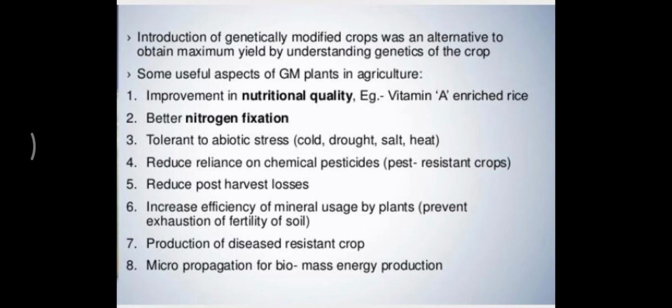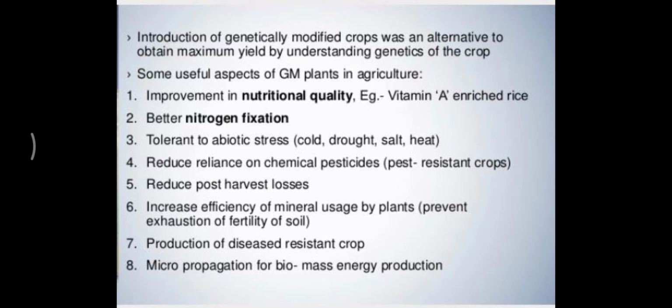The better nitrogen fixing crops were developed. The crops which were developed by genetic engineering were tolerant to abiotic stresses like cold, drought, salinity, heat. They were requiring less amount of chemical pesticides because by genetic engineering, the biotechnologists have developed the pest resistant varieties or crops. In such crops, the post harvest losses were very less. Best example is the tomato. They have increased the efficiency of mineral usage without affecting the fertility of the soil. Many disease resistant crops were developed and micropropagation for the biomass energy production. These are all the contributions that are made by biotechnology or genetic engineering in the field of agriculture.